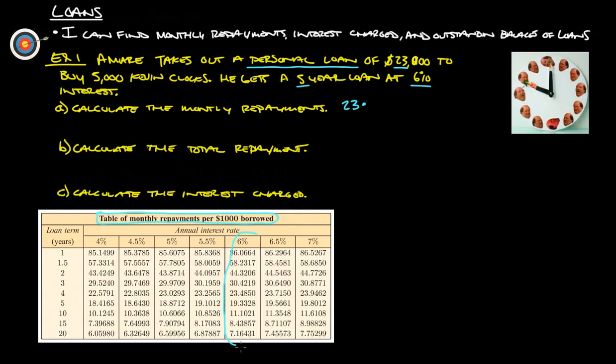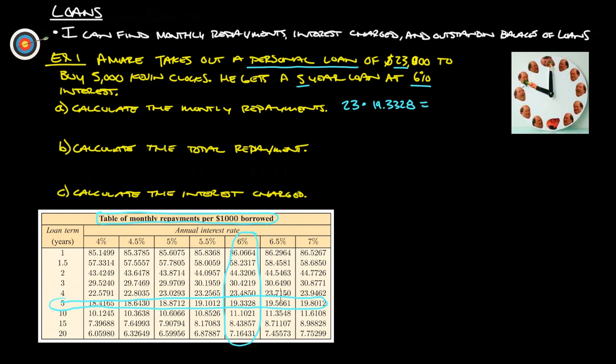So here's our 6% interest, so we're going to use this column here. And then we need the loan term in years. So here's the 5. Where this row and this column meet up is 19.3328. So 23 times 19.3328 is going to be the monthly repayments. Basically what this means, so you can understand what's going on, is that if I were to borrow $1,000, I'd have to pay back $19.33 per month.